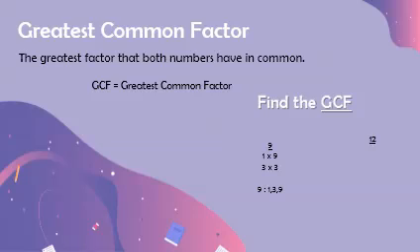What are the factors of 12? 1 times 12, 2 times 6, 3 times 4, and we are done. So 1, 2, 3, 4, 6, and 12. Now what are the common factors or common divisors? The common factors are 1 and 3, but the greatest common factor is 3.